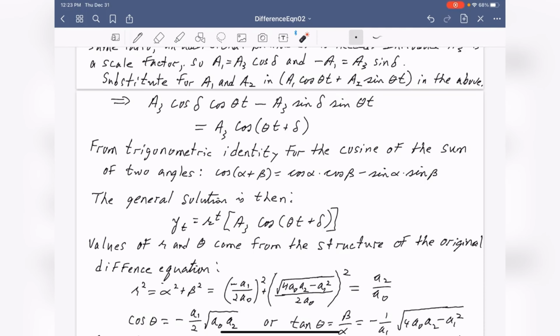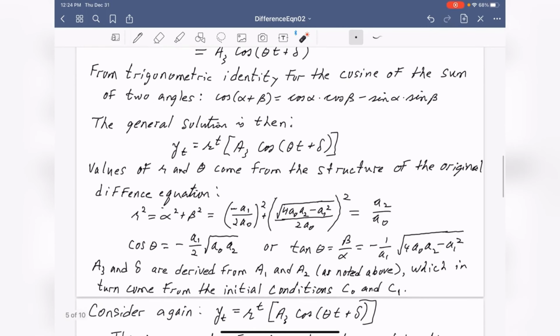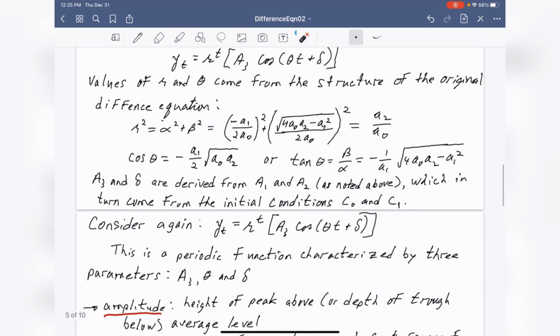Values of r and θ come from the structure of the original difference equation. So r squared is equal to alpha squared plus beta squared, as we noted before, which is equal to minus a1 over 2a0, squared, plus this expression here. This is the solution, of course, to a quadratic, and we square that, which then, if you look at it, you'll see that it solves to a2 divided by a0. The cos of θ is equal to minus a1 over 2 times the square root of a0 a2, or the tangent of θ is beta over alpha, and that's equal to minus 1 over a1 times the square root of this expression here. So this is just the quadratic formula for finding the x1 and x2 in the auxiliary equation. So alpha, A3 and delta are derived from A1 and A2, as we noted above, which in turn come from the initial conditions c0 and c1.